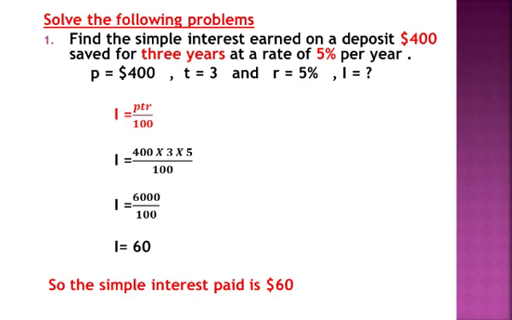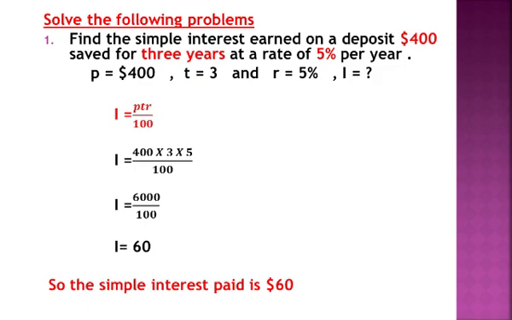Now we are going to solve some problems using the formula I = PTR over 100. Find the simple interest earned on a deposit of $400 saved for 3 years at a rate of 5% per year. From the question we can write the principal P is equal to $400 saved for 3 years. The time T is 3 and at the rate of 5% per year, rate R equal to 5%. We want to find out simple interest I.